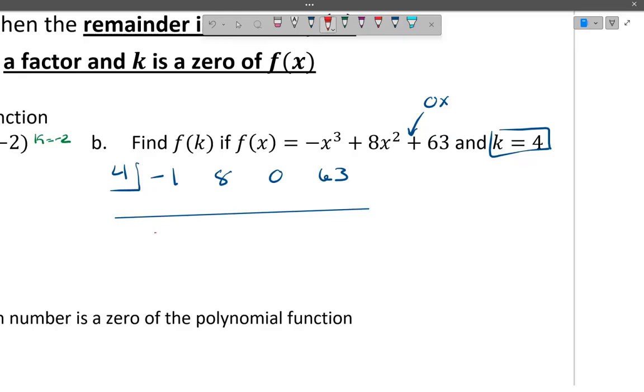We'll go ahead and start the process of adding, multiplying, adding, multiplying, adding, multiplying, adding. Again, we're using the remainder theorem. Our remainder is 127. That means that f of 4 equals 127.